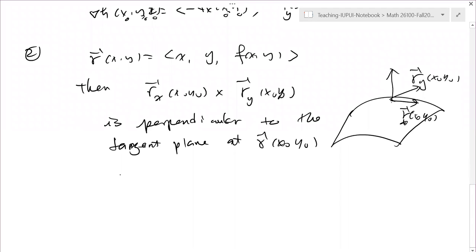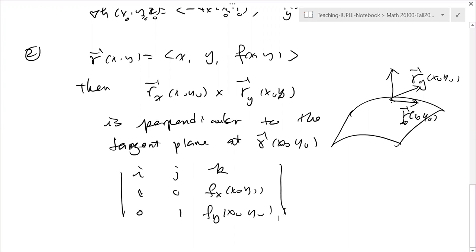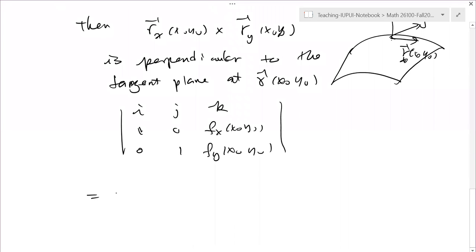Each of them. So what you get is i, j, k, and 1, 0, f_x, and 0, 1, f_y. When you calculate this, you end up with negative f_x i minus f_y j plus k. So it's the same vector you will get.